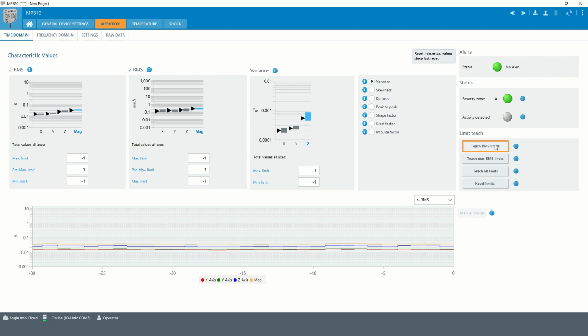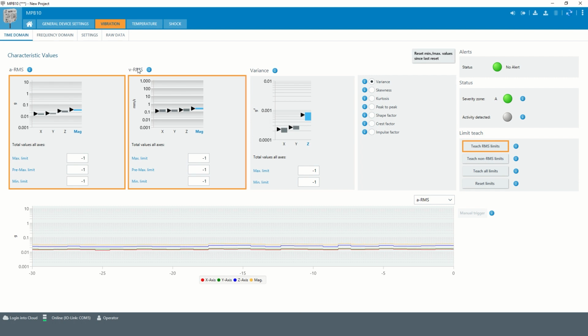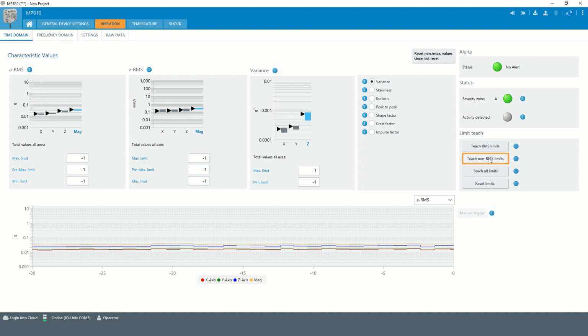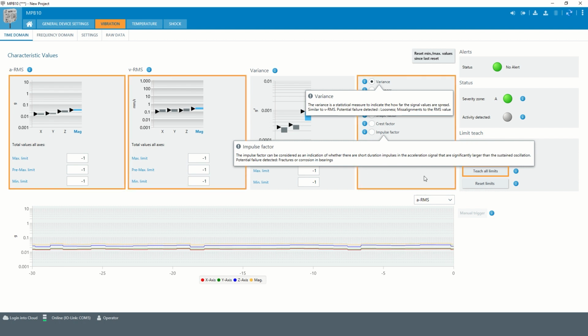Teach the RMS limits only, which includes the limits for the ARMS and the VRMS. Teach all non-RMS values, which includes teaching the limits for all key values besides A and V RMS. And third, teach all limits, which means setting the limits for all 9 available time domain key values.